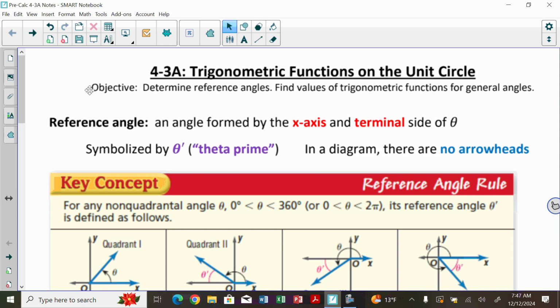Okay, here we are, moving on, 4.3a. So this one is on trigonometric functions on the unit circle. One of the things we're going to try to do is the objective: determine reference angles, and then find values of the trigonometric functions for general angles. Okay, so we'll find out what those are, and then we're going to use SOHCAHTOA again and use it for your sine, cosine, tangent, secant, cosecant, cotangent.